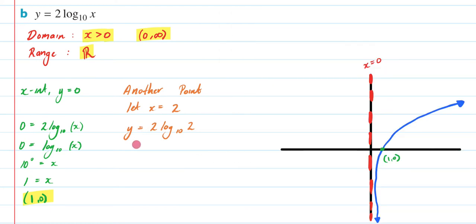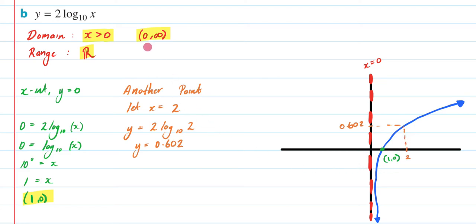y equals 0.602, which means I could put this in. So it's saying when x is that, it's going to come up here, come across here. This is going to be 0.602. Draw a line across, draw a line down, like that.